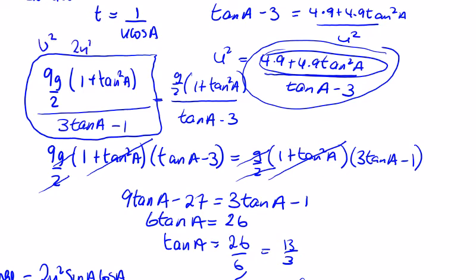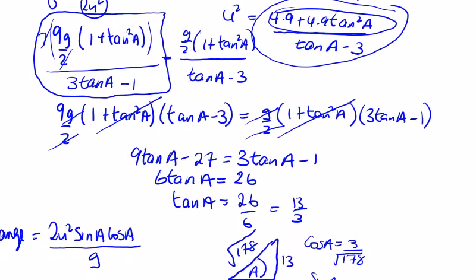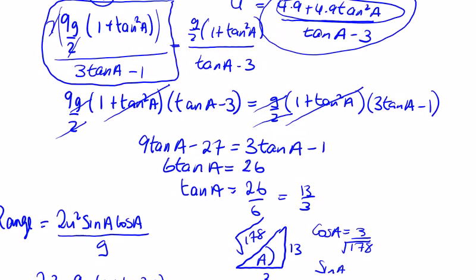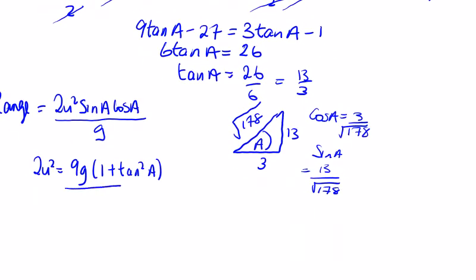So 2u squared. If I multiply the top by 2, it's just going to cancel with the 2 on the bottom. So we're left with that 9g by 1 plus tan squared a. 2u squared is equal to 9g by 1 plus tan squared a over 3 tan a minus 1.